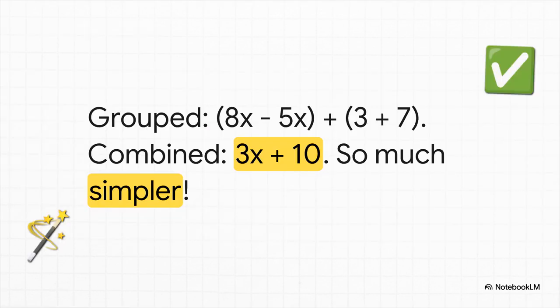We group the x terms together. That's 8x and minus 5x. And then we group the numbers, positive 3 and positive 7. Now we just do the math. What's 8x minus 5x? It's 3x. And 3 plus 7, that's 10. And just like that, we've turned 4 messy terms into 2 simple ones. 3x plus 10. So much better.